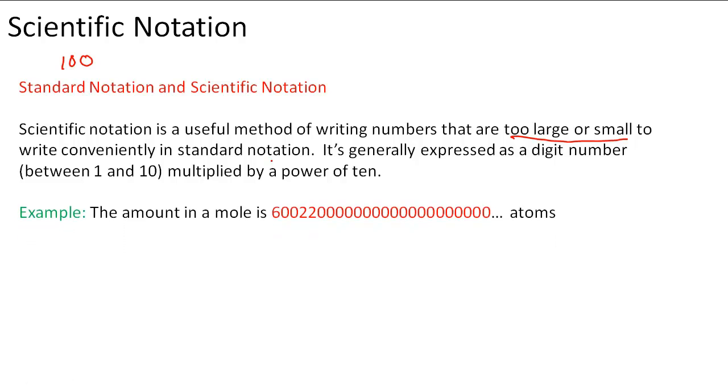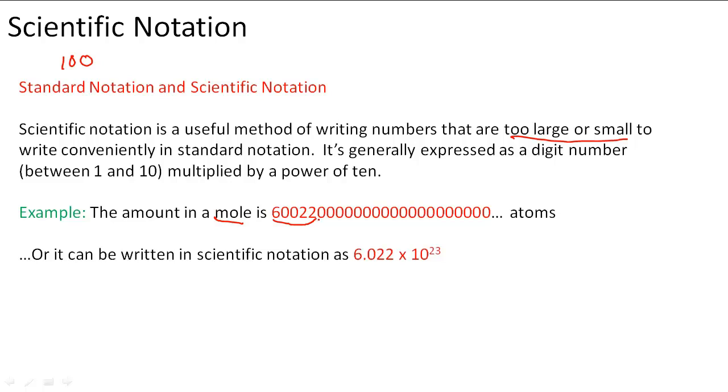Here's an example. A mole measures how many atoms there are, and notice there's a lot of atoms here. So if I was to say this number and write it out all the time, if I'm writing it to other scientists or doing something like that, it would take forever. So what scientific notation does is write it as a digit number between 1 and 10, so 6.022, which is these numbers right here. It takes those numbers and makes it a decimal, 6.022 times 10 to the 23rd.